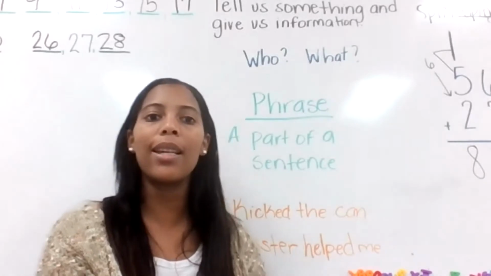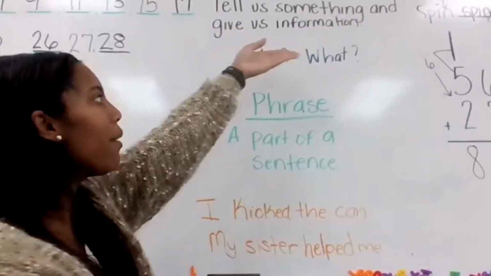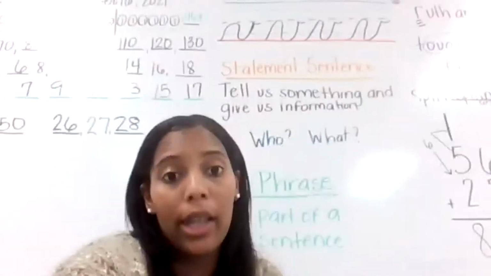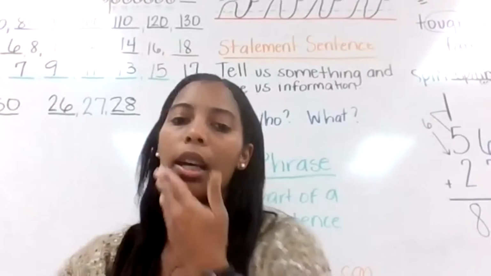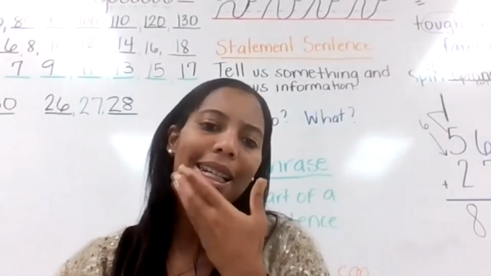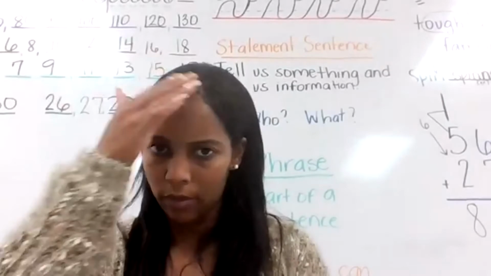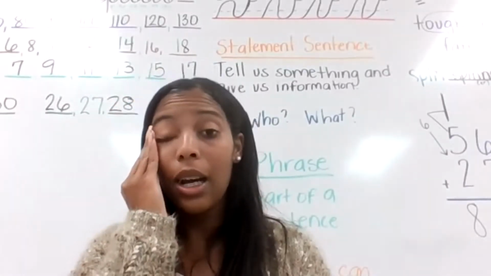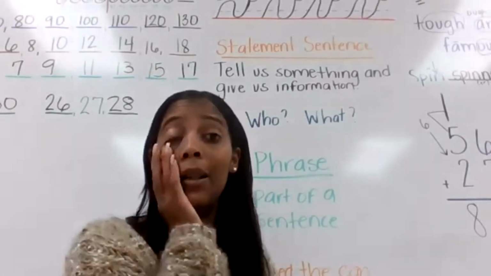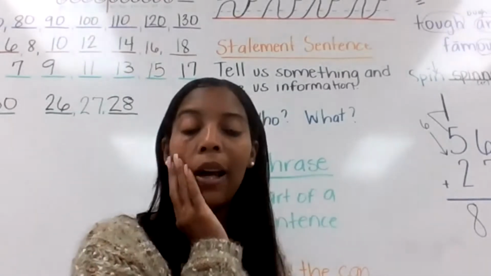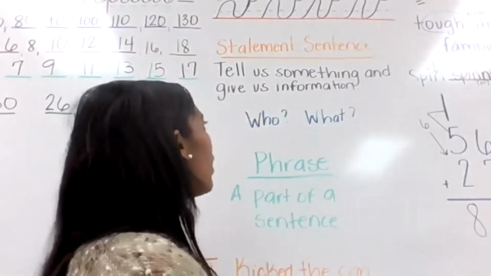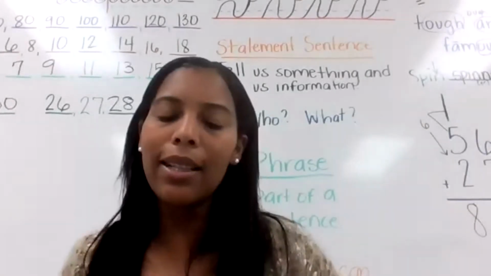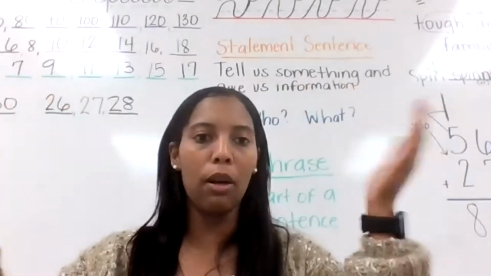Good, my sister is 6. She gave us a who, her sister, and what about her? Is 6. That's a statement. She's telling us something about her sister and giving us information about her sister. Good. And Avaya, what was yours again? Mine was Todd got a flower in a vase for mom. Good. So Todd is the person, and what about Todd? He got a flower in a vase for mom. So that is the statement. He's telling us something about Todd, and he gave us information about what he's doing.